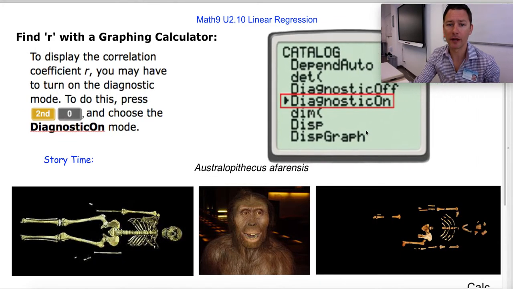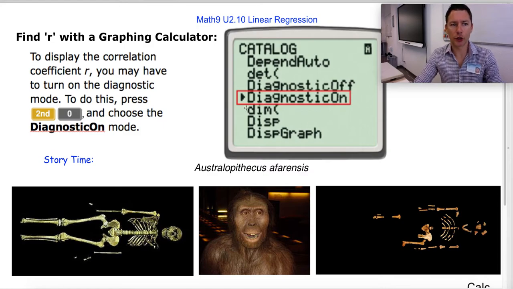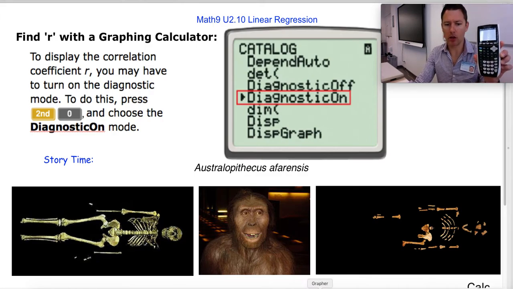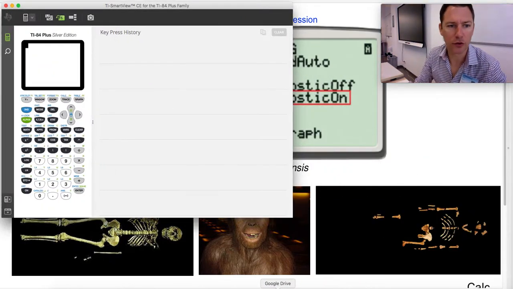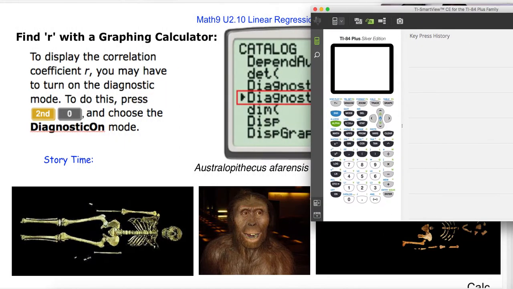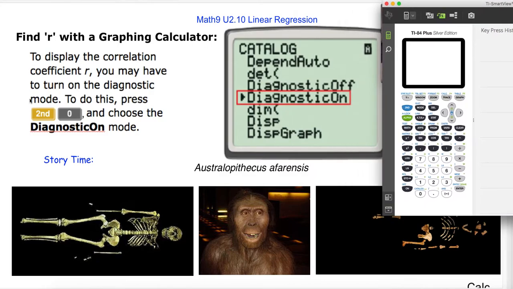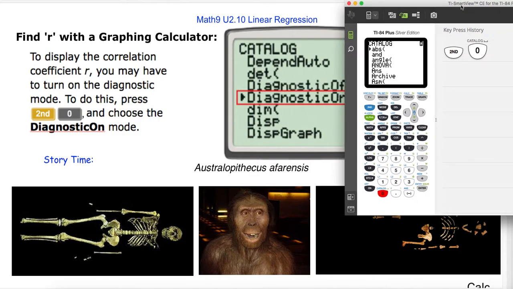So before we do anything, what I'd like you to do is turn on your calculator, and I want you to turn diagnostics on. So here's the calculator. To turn diagnostics on, I'll tell you what that is in a second, but I want you to hit the second 0. We want it to go to the catalog, so second 0. So you can see what I've just hit right here if you need.